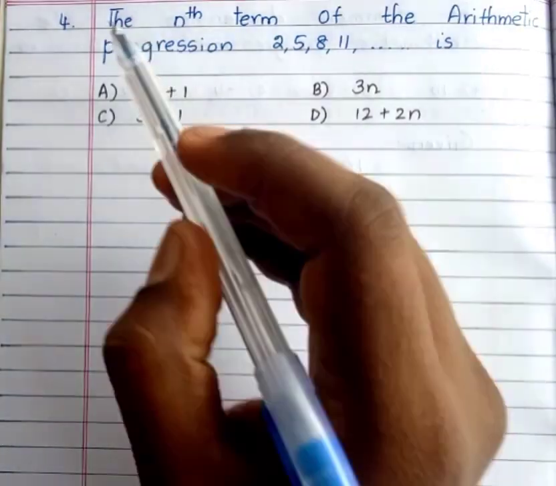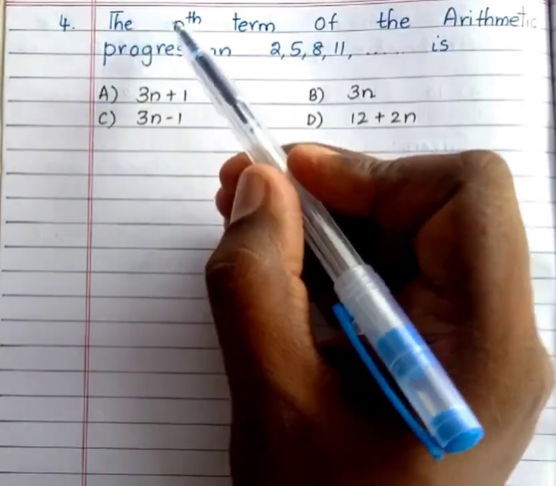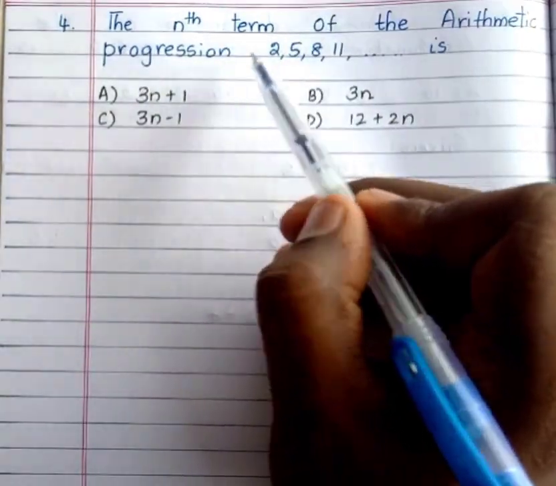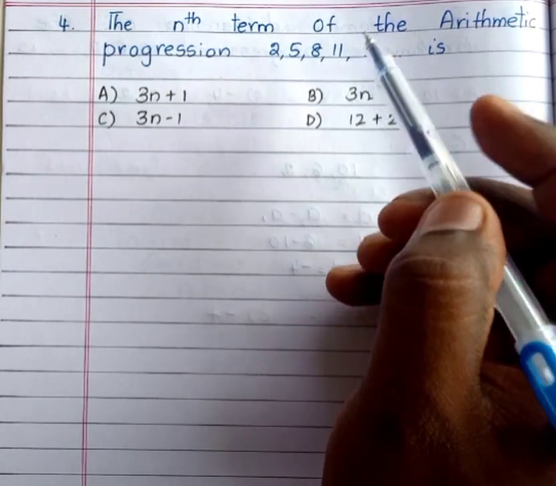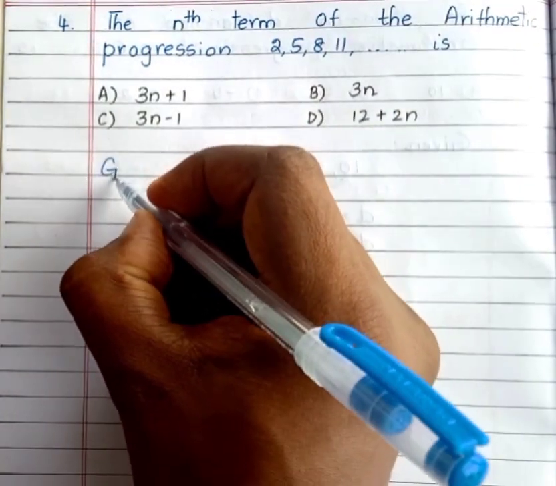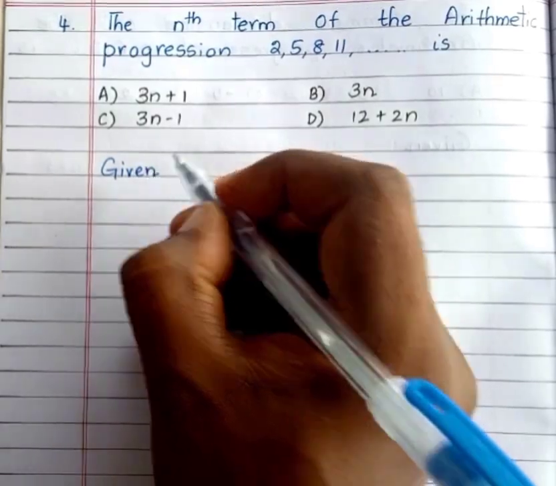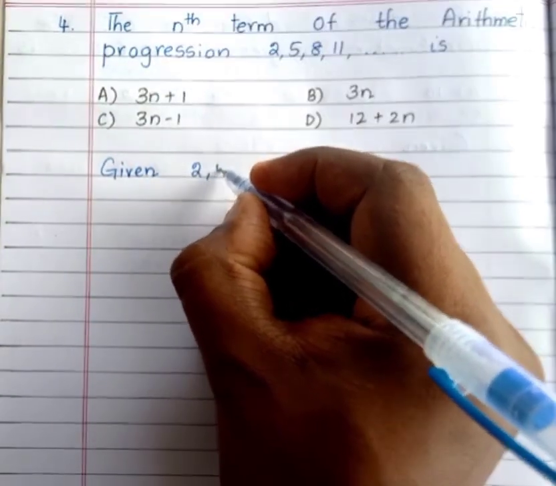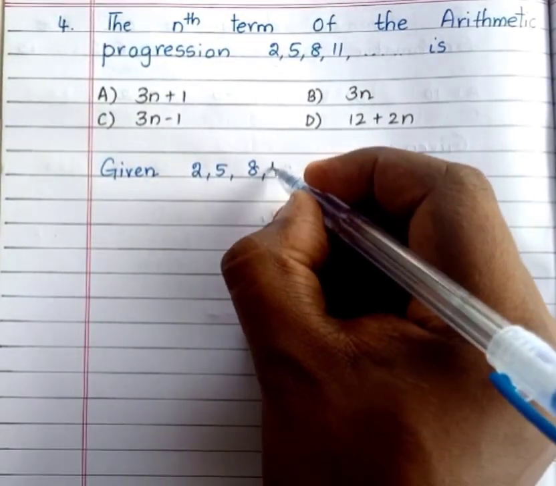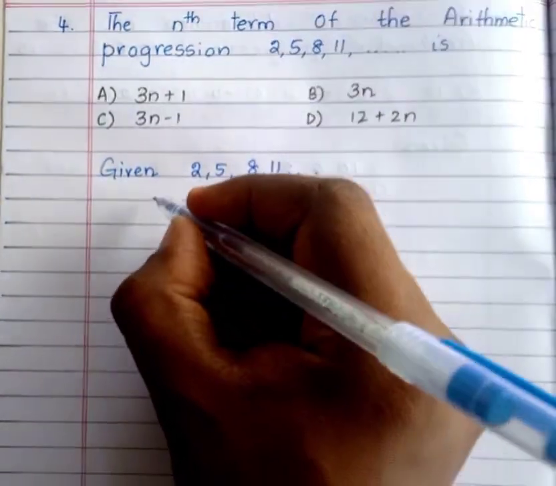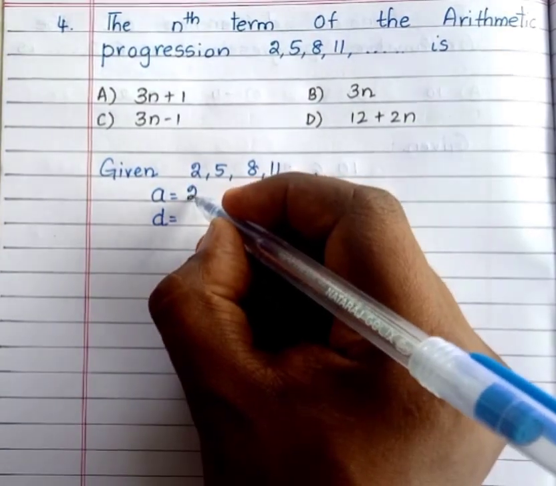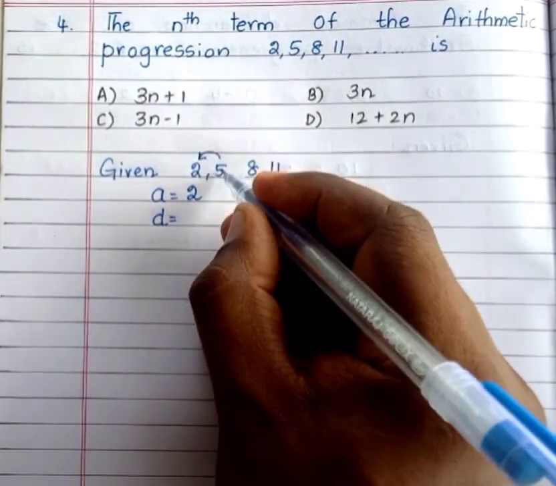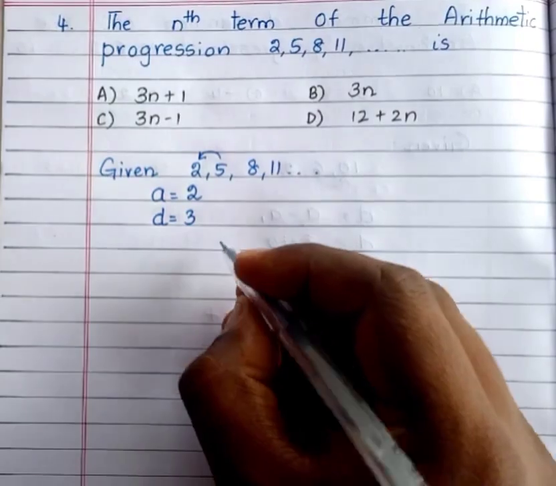Now, moving to question number 4. The nth term of arithmetic progression 2, 5, 8, 11 and so on is. We need to find out the nth term of given AP. Therefore, the first step is the given AP is 2, 5, 8, 11 and so on. The first step is find out the first term A and the common difference. The first term A equals 2, D equals A2 minus A1, that is 5 minus 2 equals 3.